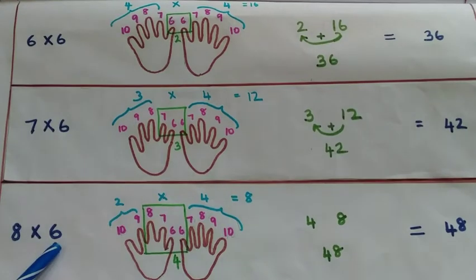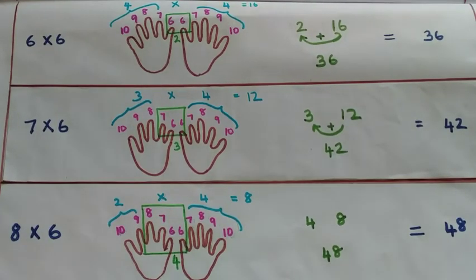8 into 6. So what do we do? Put up all your fingers with your palm facing towards you. Start numbering from the baby finger on both the hands as 6, 7, 8, 9 and 10. So when you reach 10, it is the thumb that is the number 10. So now you need to find what is 8 into 6.